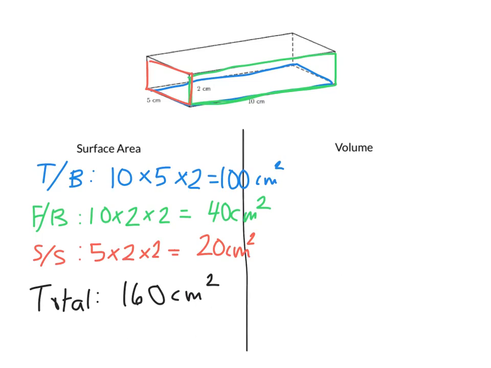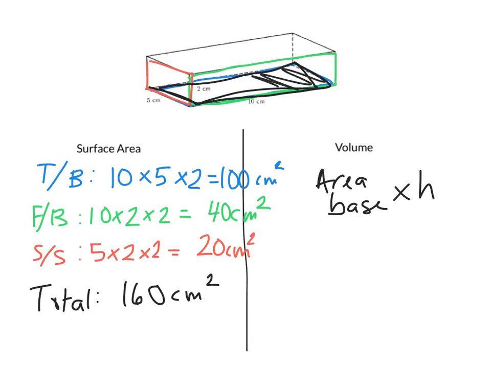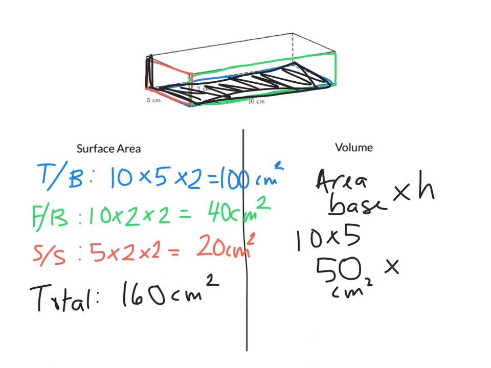Now, volume of rectangular prisms is relatively easy too. So remember that volume is the area of the base, and we multiply that by the height. So the base of this rectangular prism, I'm going to consider the bottom. So this rectangle here is a 10 by 5. So the base is 50 centimeters squared, and we have a height of 2. So it would have a volume of 100 centimeters cubed.